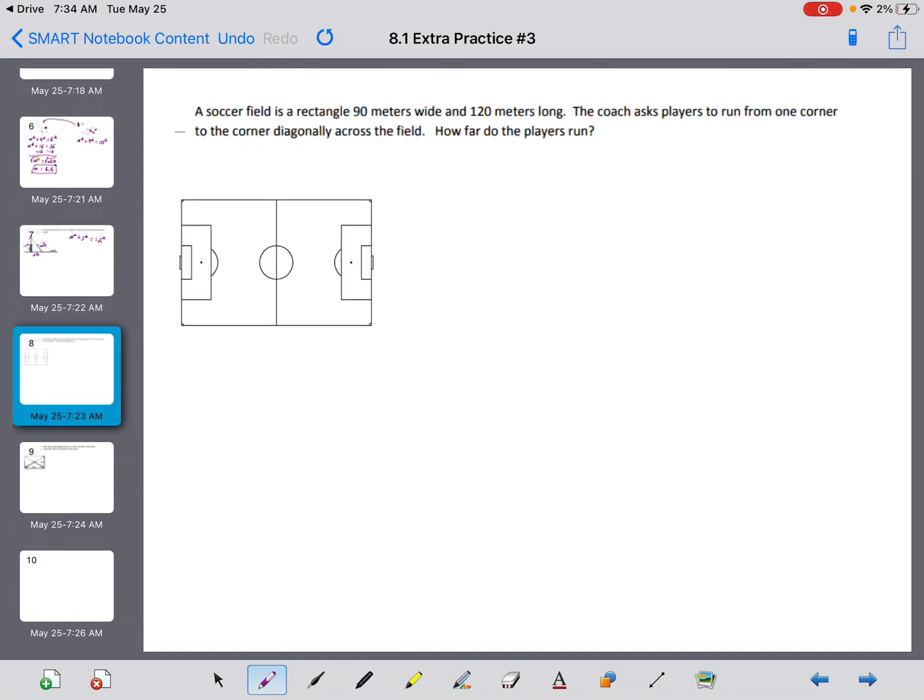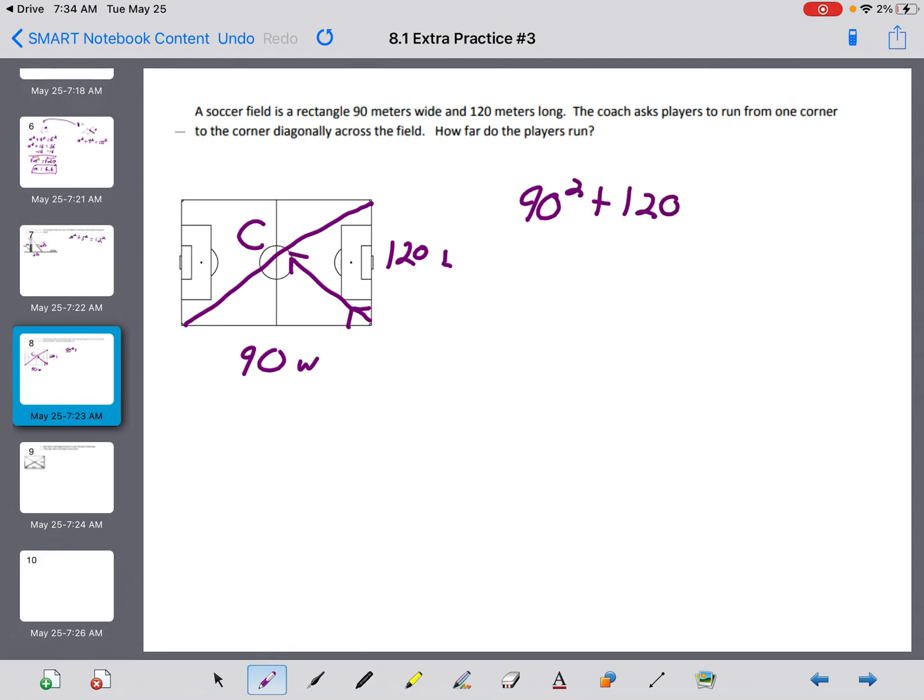A soccer field is a rectangle that's 90 meters wide and 120 meters long. The coach asked the players to run from one corner to the furthest corner. So we are looking for c. 90 squared plus 120 squared equals c squared, and solve from there.